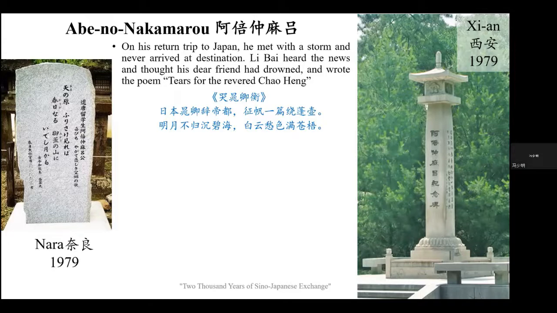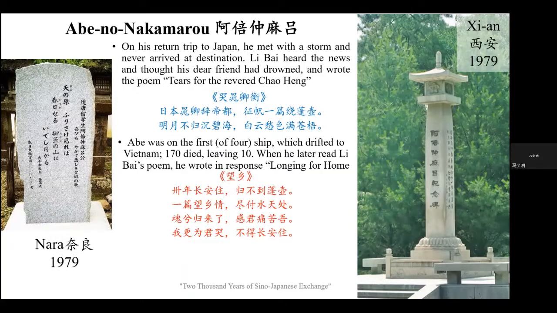The moon has sunk to the turquoise sea, and the clouds are imbued with autumnal colors. So through this poem, Li Bai tries to convey his emotions for his very good friend. He will miss his friend very, very deeply. And Abe was on the first of 4 ships which actually drifted to Vietnam, and a lot of the people on the ships died, and there were only 10 survivors.